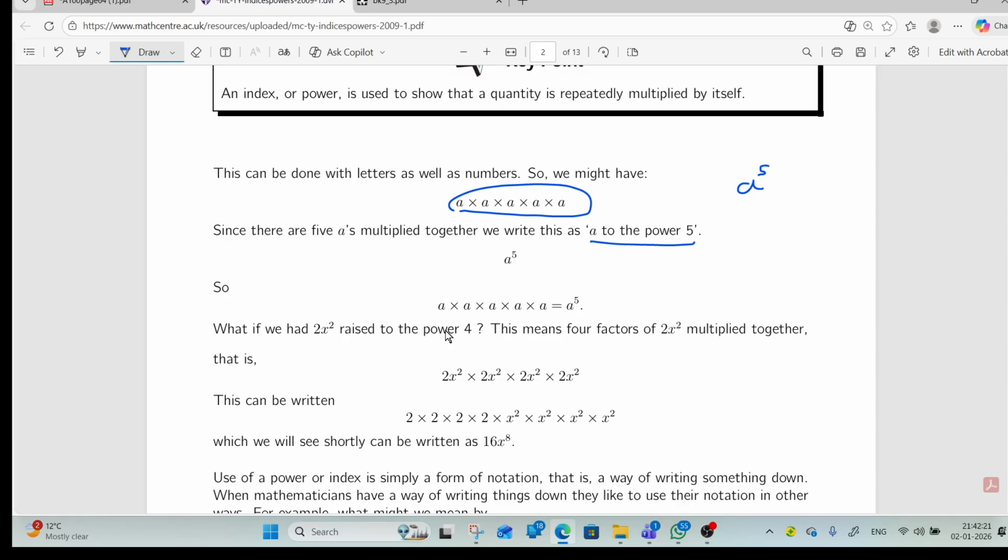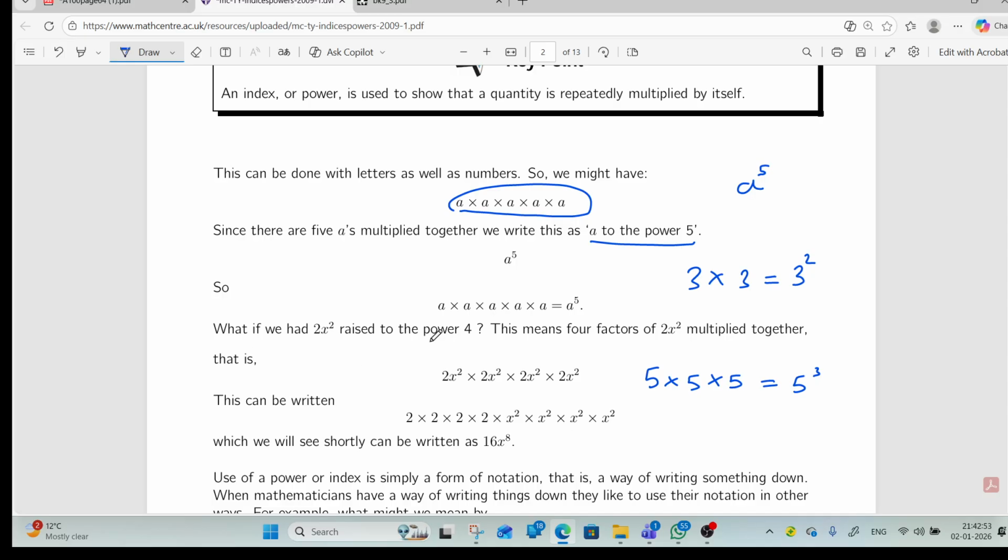Can you tell me how you would write this? 3 times 3 is 3 to the power of 2. Yes. Okay, 5 times 5 times 5, what about this? 5 to the power of 3. Very good.